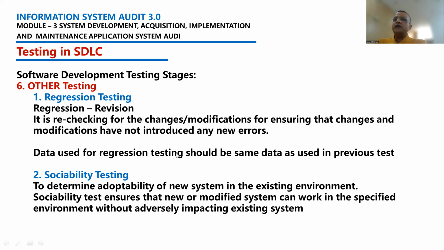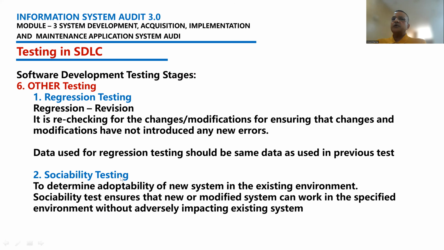Now, data used for regression testing should be the same data as used in the previous test. That means, for example, if I'm using transactions 1 to 10 for regression testing, then after the modification, again, I should use only the same transactions from 1 to 10. It should not be different.